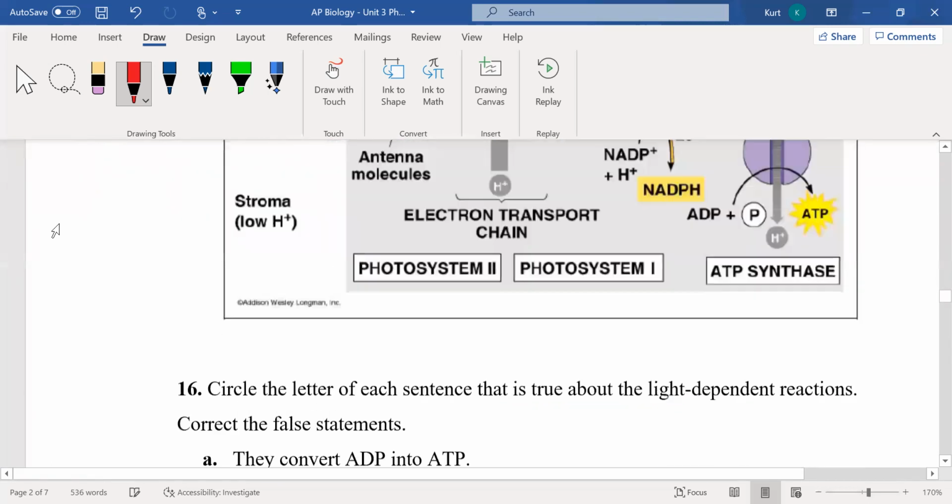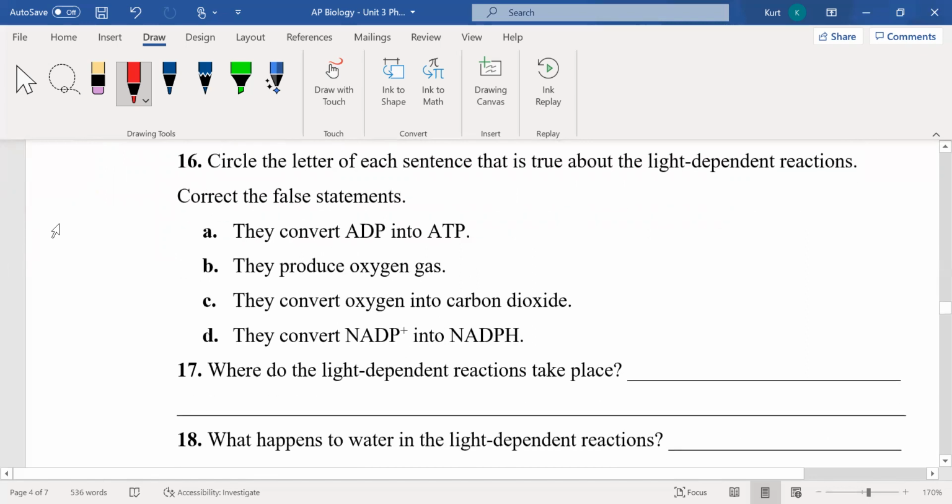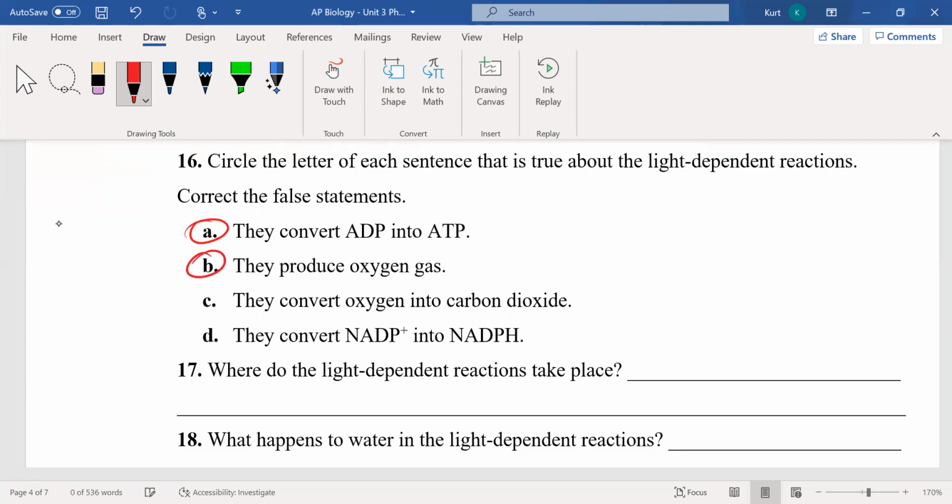All right, Calvin cycle. Actually, no, not yet. Circle the letter of each sentence that is true about the light-dependent reactions. Guys, the word light-dependent reactions is another name for light reactions. There's really no difference. It's just another word. Correct the false statements. They convert ADP into ATP. True or false? True. They produce oxygen gas. True. They convert oxygen into CO2.